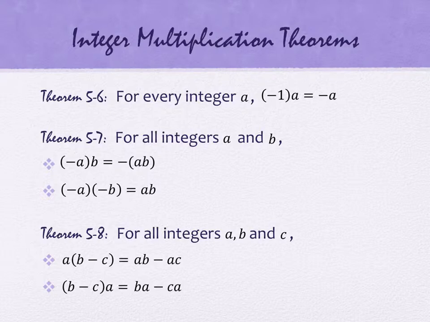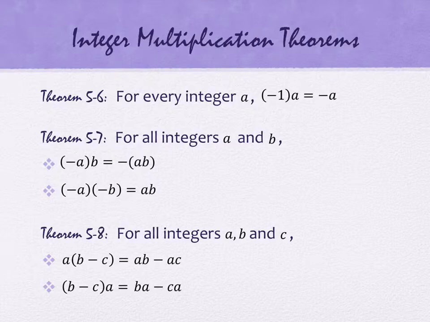All right, so the first one says, Theorem 5.6, for every integer a, negative 1 times a equals the negative of a. I actually talked about this with one of my students. They were looking at order of operations and exponents, and I told them, a negative a is really just like multiplication. The negative is being multiplied by what's next. Okay? So we have negative a.